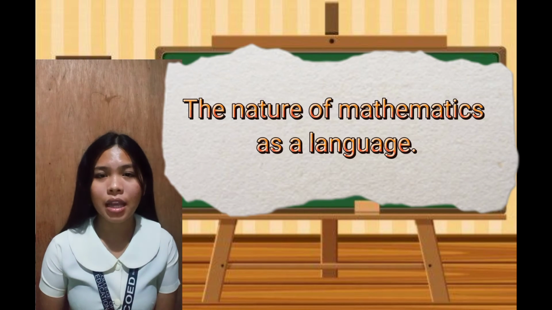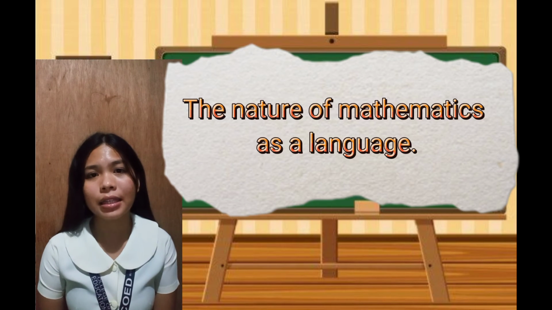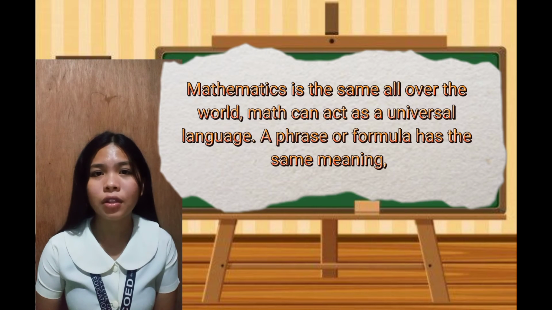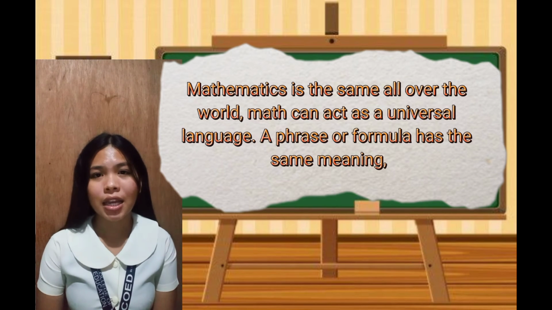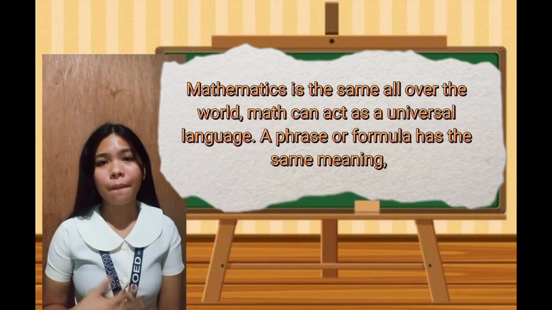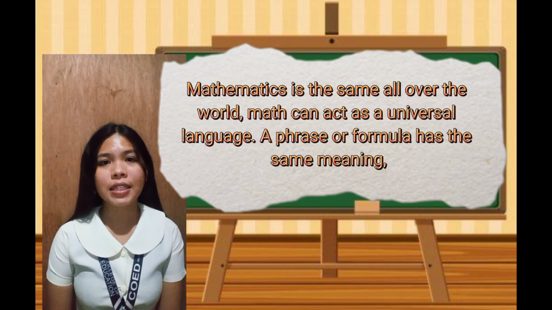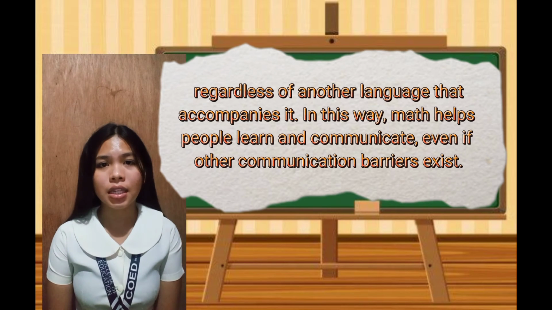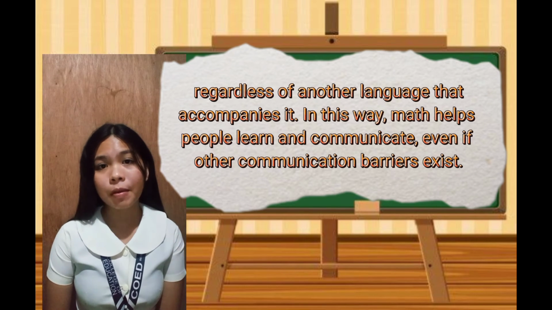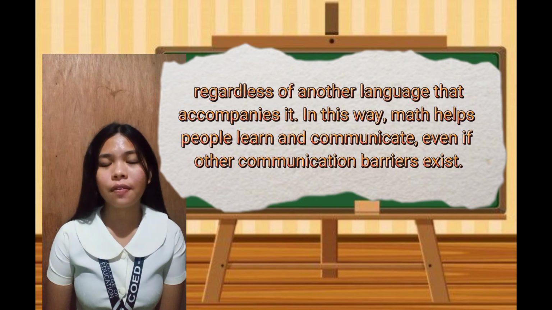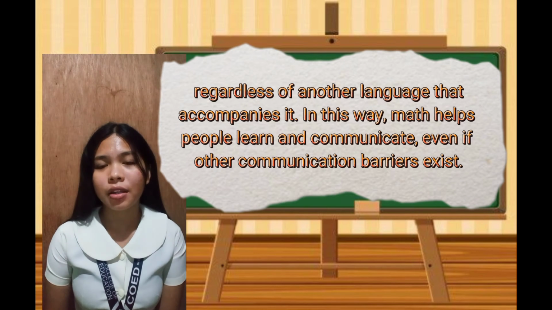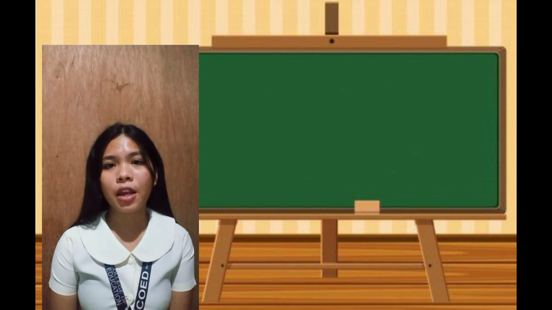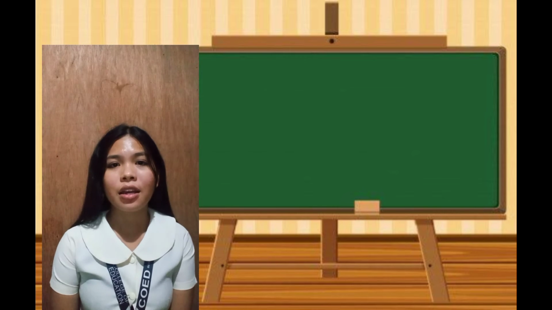So the next one is, I will explain the nature of mathematics as a language. So mathematics is the same all over the world. Math can act as a universal language. So a phrase or formula has the same meaning regardless of another language that accompanies it. In this way, math helps people learn and communicate even if other communication barriers exist. And perform the operation in mathematical expression correctly.